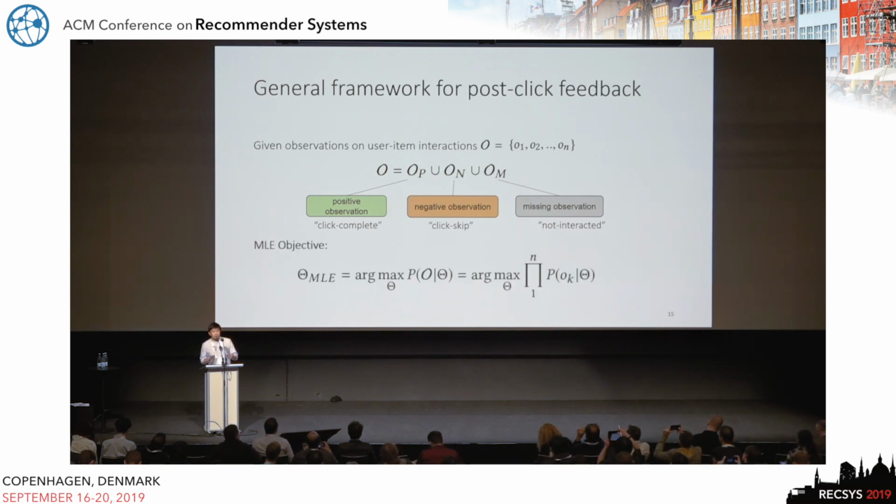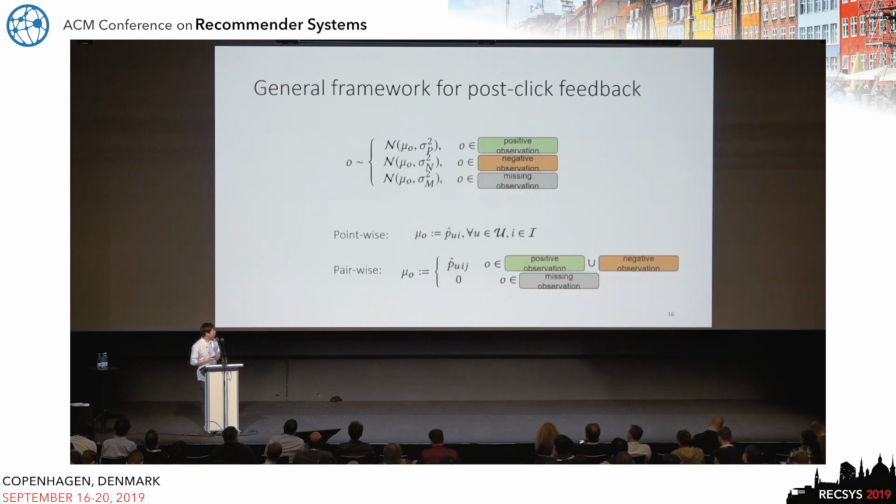Under this characterization of the observations, we want to optimize the probability of certain observations under the model parameters using maximum likelihood estimation. We assume these three sets of observations follow Gaussian distributions with different variances. With those variances, we are able to control the confidence we put on the interpretation of each set of items, so that we are not necessarily saying a click-skip is negative user feedback.